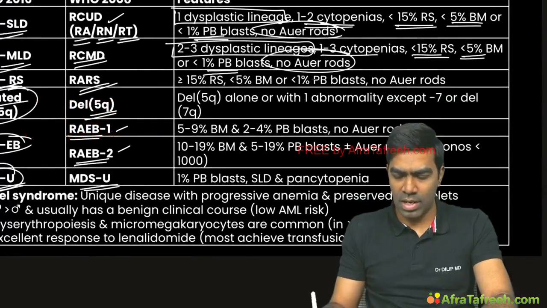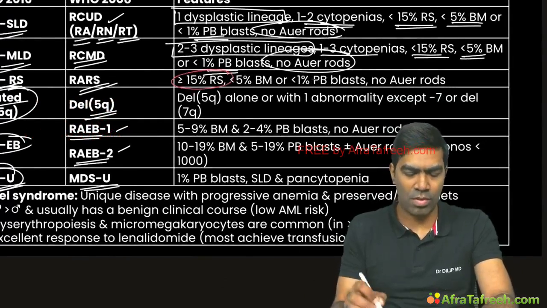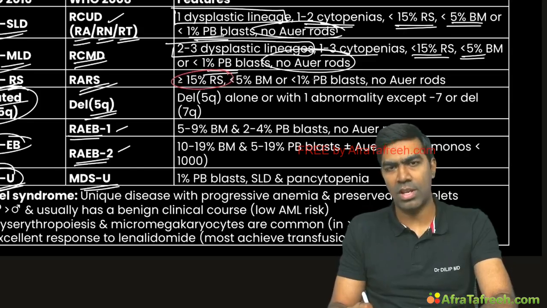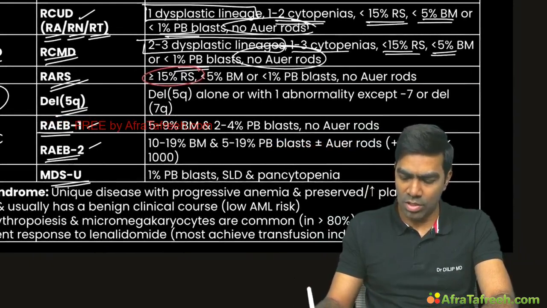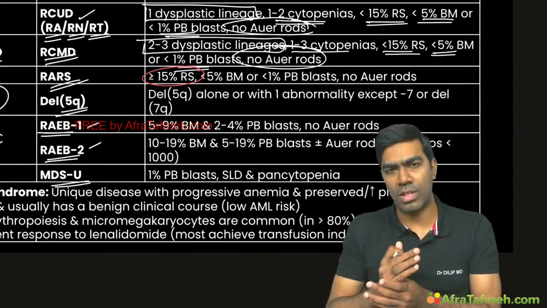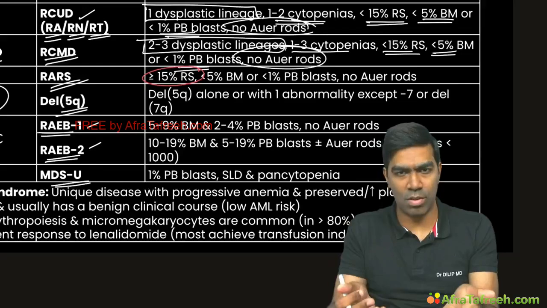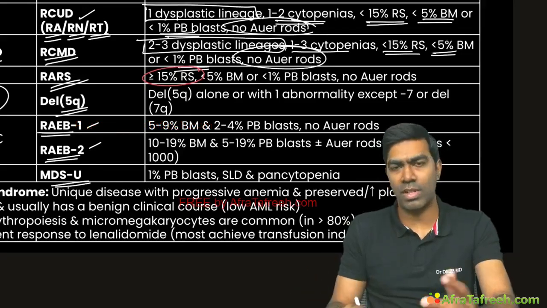And what do you mean by MDS of ring sideroblast type? As the name implies, you should have a significant number of ring sideroblasts, like more than 15% in the bone marrow. The only exception to this rule is SF3B1 mutations, where even more than 5% ring sideroblasts can be diagnostic of MDS of ring sideroblast type.